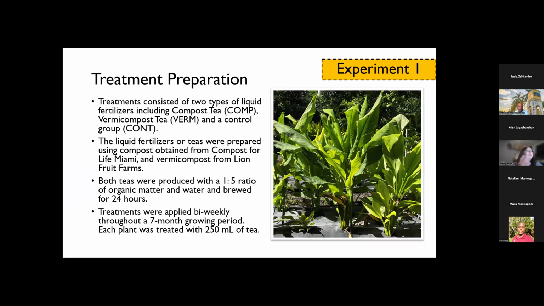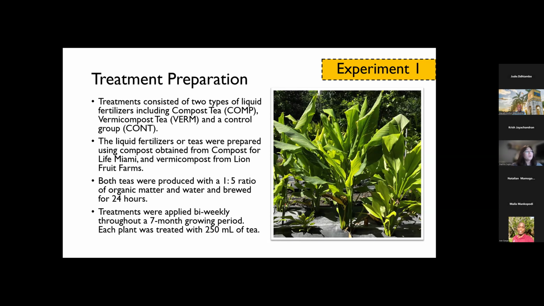So for treatment preparations, the treatments consisted of 2 types of liquid fertilizer. As I mentioned before, we used compost tea and also vermicompost tea. And of course, we also had a control group, where we just added pure water instead of the liquid fertilizers. The liquid fertilizers, or teas, were prepared using local compost from Compost for Life Miami and also vermicompost from our partner farm, Lion Fruit Farms. Both teas were produced with a 1:5 ratio of organic matter to pure water, and we brewed this for 24 hours.